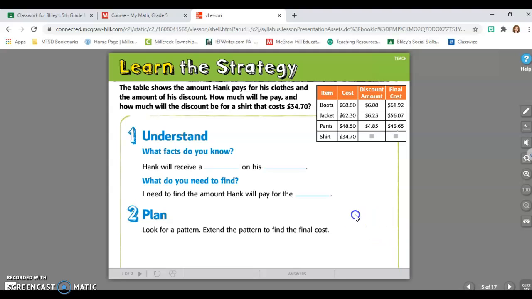We are on page 417. We are doing problem solving investigation and we are looking for a pattern. So it says learn the strategy. The table shows the amount Hank pays for his clothes and the amount of his discount. How much will he pay and how much will the discount be for a shirt that costs $34.70?